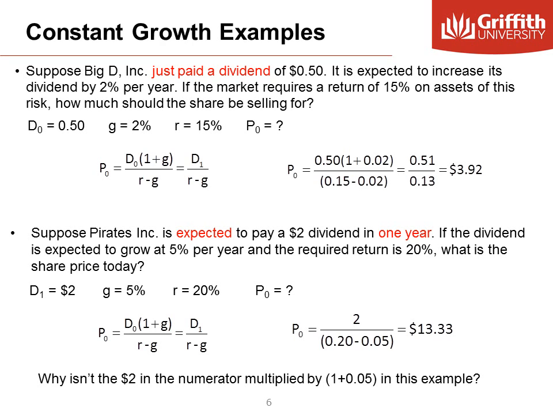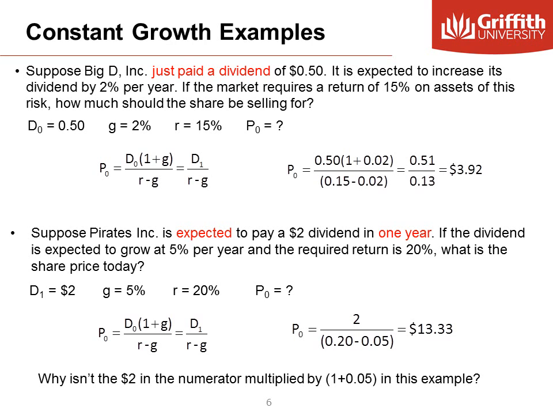In the second example, the company is expected to pay a $2 dividend in 1 year. If the dividend is expected to grow at 5% and the return is 20%, what is the share price today? We apply the formula again and find the share price to be $13.33. Now, why haven't we multiplied the dividend by 1 plus G in this example?